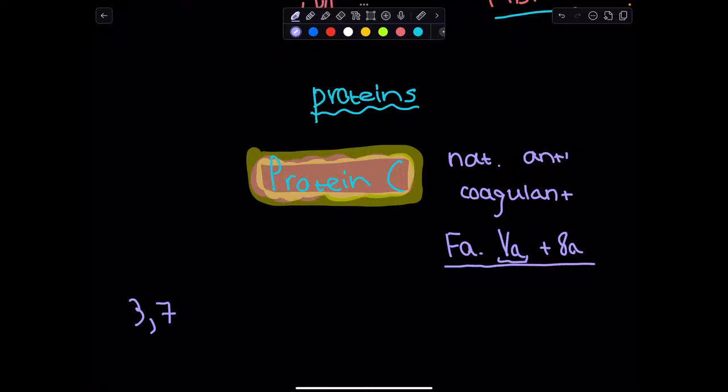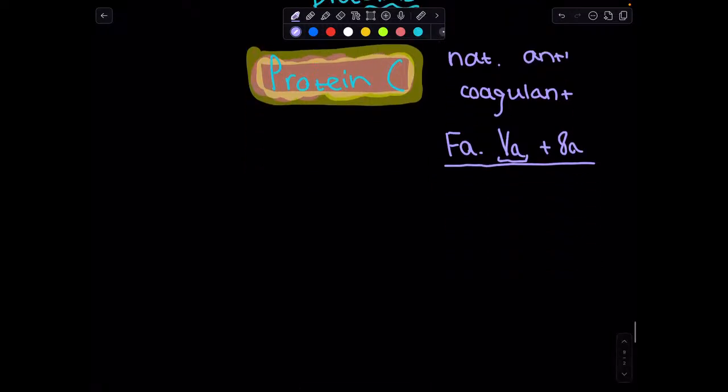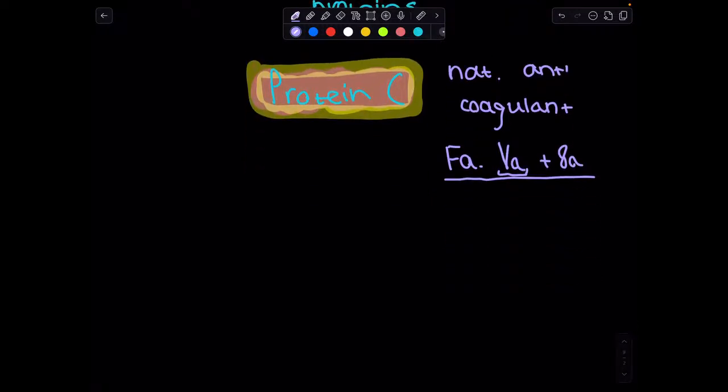3 and 7 is extrinsic, right? Right. Factors 3 and 7 are also crucial in the clotting cascade. Factor 3, or tissue factor, initiates the process by activating factor 7. This combination triggers the clotting cascade. Yeah, is it extrinsic or intrinsic? Factor 3, or tissue factor, is part of the extrinsic pathway. It kicks off the clotting process when there's tissue injury by binding with factor 7.